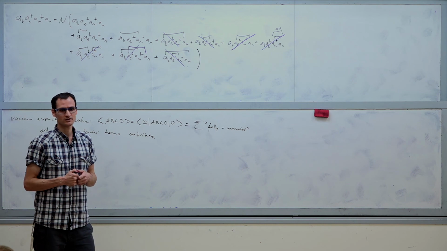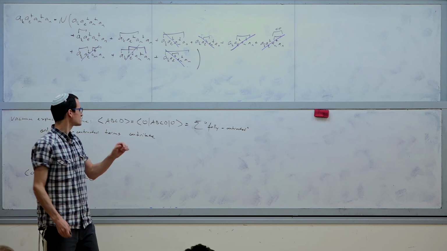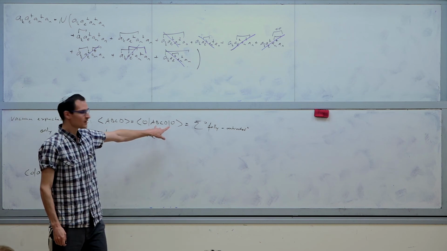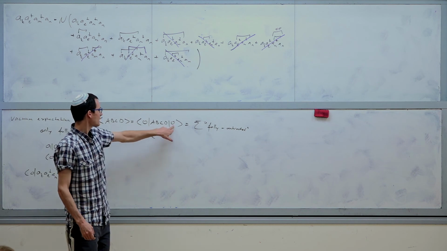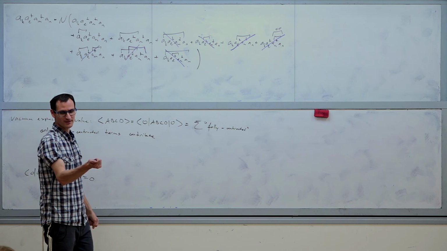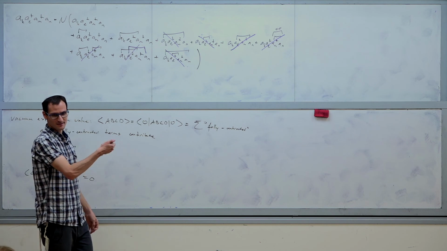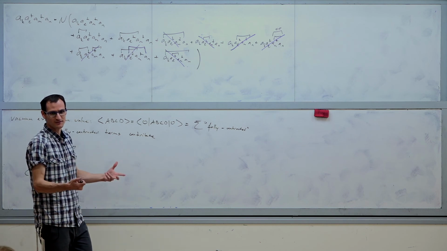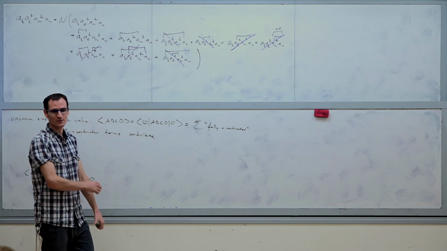And it's kind of intuitive, because in an odd number, when will this not be equal to 0? When you create and then destroy the same particles. If you have an odd number of operators, that's not possible. So it's kind of intuitive, but this is mathematically the way it works.